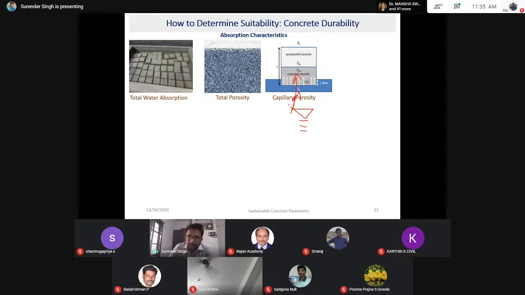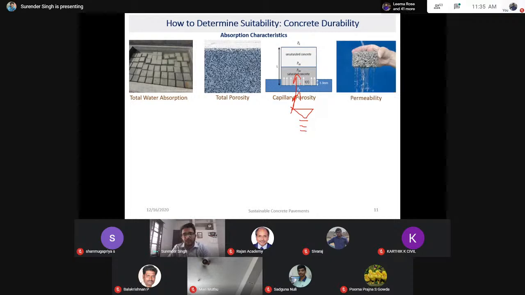So how to calculate it? What you have to do? You have to make concrete, and then paint on all the sides. Seal it, then keep it open in the water and see how much water it is absorbing from beneath. Now this pervious concrete concept is coming. If you are using some recycled aggregate, you need pervious concrete, water should be directly flowing. But if the recycled aggregate is blocking your channel, then what will happen? It will not be good.